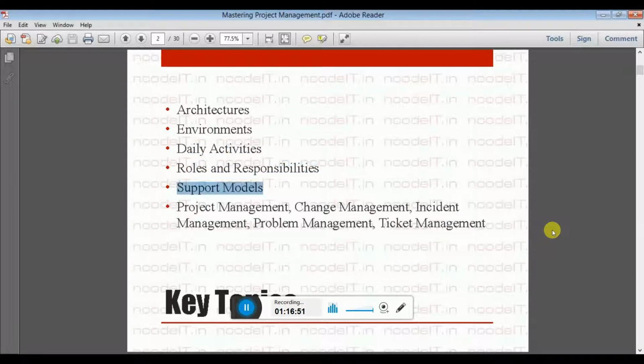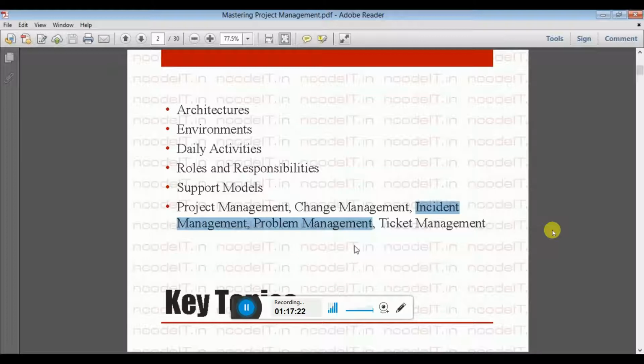Support models we talked about, then this is the important thing. Just to repeat, change management is managing the change, meaning when something is changing, when the project gets deployed, when we are going live into production, all that stuff. Incident is something that is unexpected and there's a problem. Managing the incident is incident management, usually done through tickets. Problem management is the same as incident management. You just say that we have only incident management, we don't have any problem management, but they both are the same.